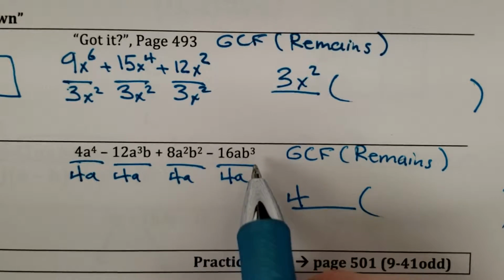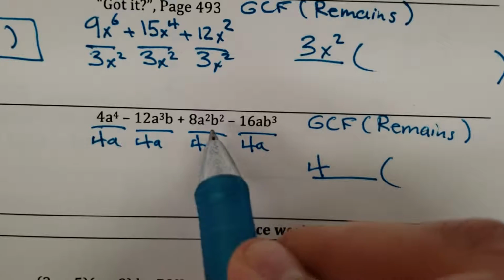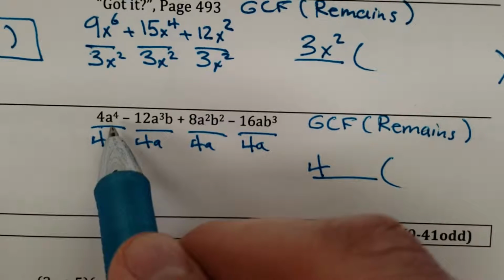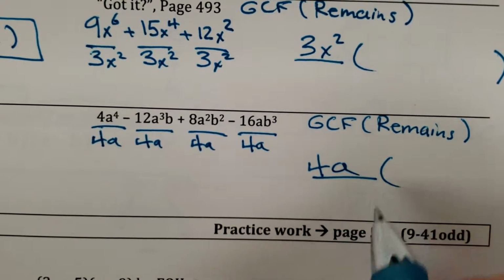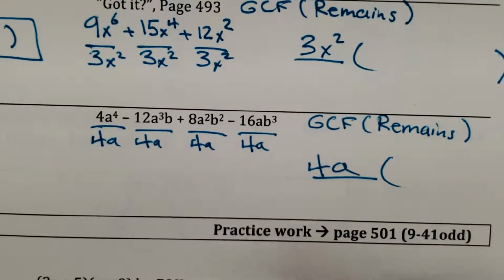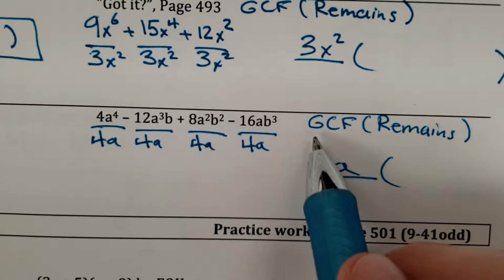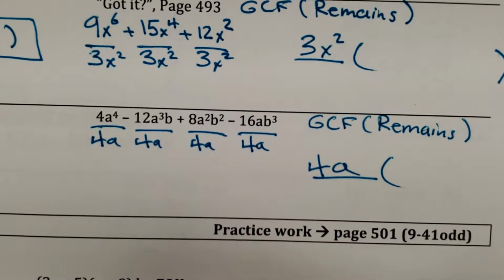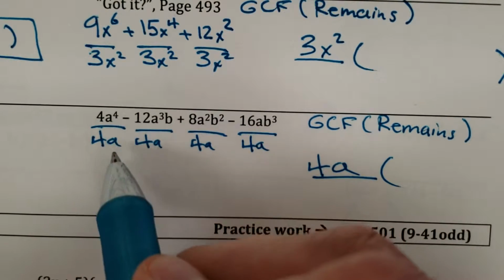And then B's. Ooh, I like this problem. I know exactly why I made this one. B, B, B, no B's. That's the most I can do, friends. The most I can take out of this bad boy is a 4A. I cannot take a B away from everything. Therefore, B cannot be a part of the greatest common factor. You ain't got a B. I can't divide by you if you ain't there.